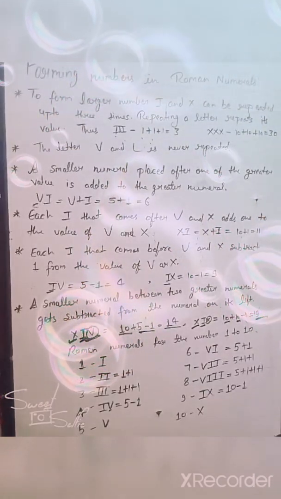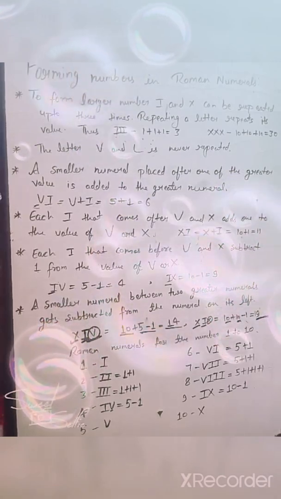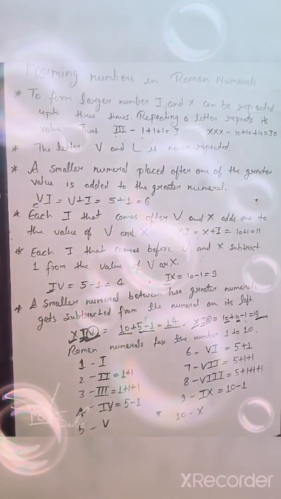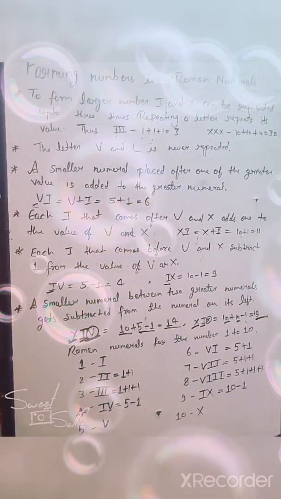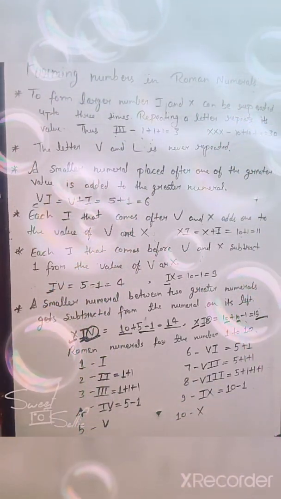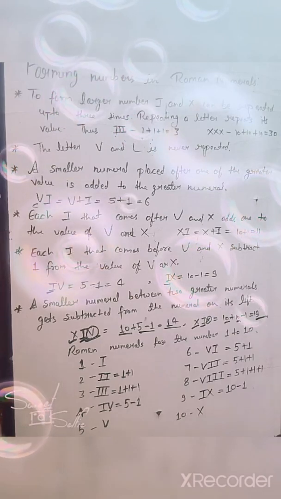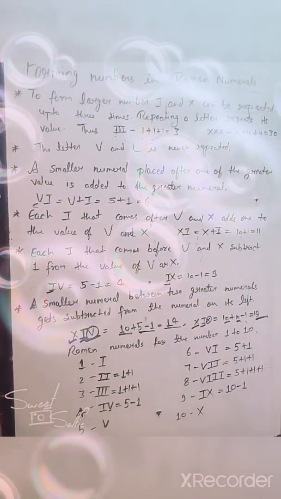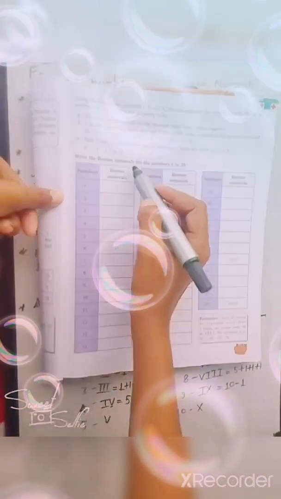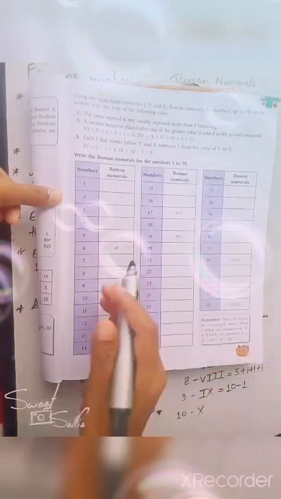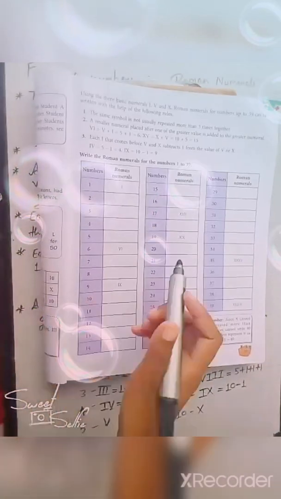I hope you have understood it, and now it is time for your homework. You have to write Roman numerals using these rules. You have to write the Roman numerals for the numbers 1 to 39. Okay, and you have to fill it in your book.